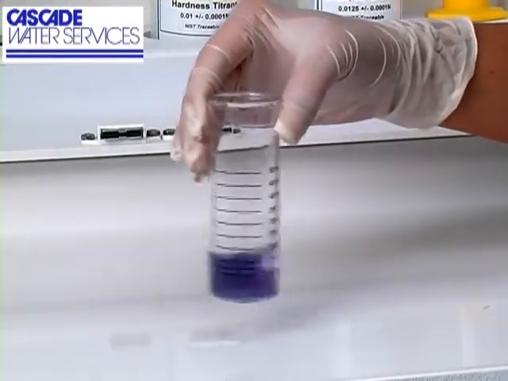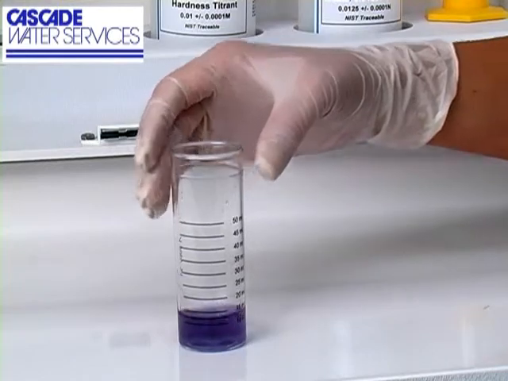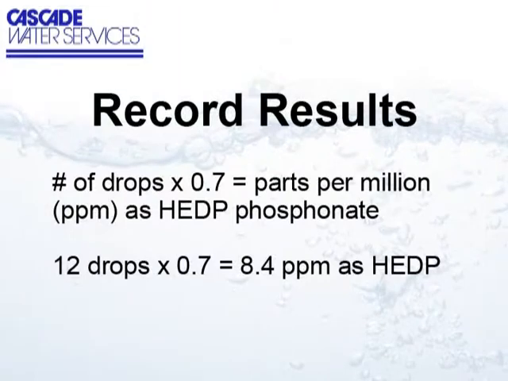After the addition of each drop of titrant, you want to swirl the vial to make sure the sample is properly mixed. You may get a gray intermediate color as you add the titrant. Continue to titrate the sample until all the green or gray color is gone and the sample turns purple. This titration took 12 drops to reach endpoint.